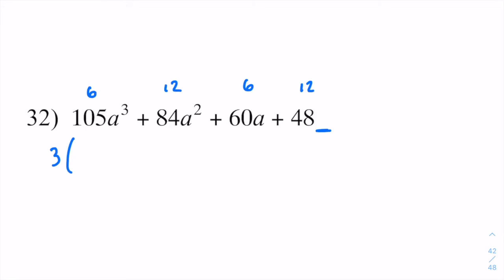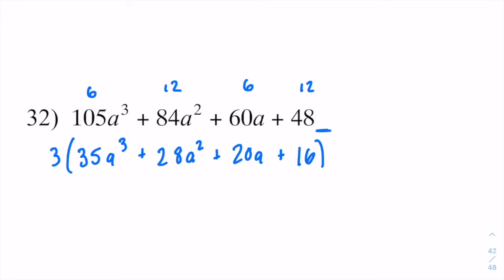So I can pull out a 3, and that's going to be 3 times 35a cubed. So 3 goes into 8 2 times, and then 3 goes into 24 8 times, so 28a squared. 3 goes into 60 20 times, so 20a, plus 3 goes into 48 16 times. Great. So now that we pull out that GCF, it's at least a little bit more manageable for us to proceed. So the 3 is going to carry along here for the whole journey.